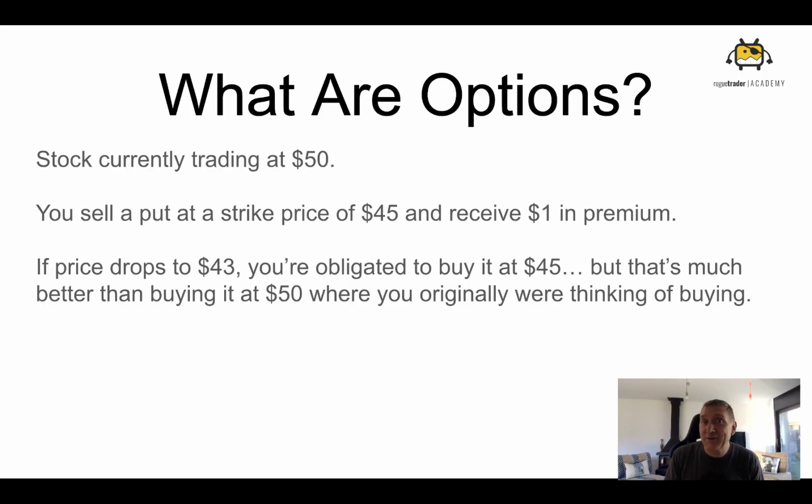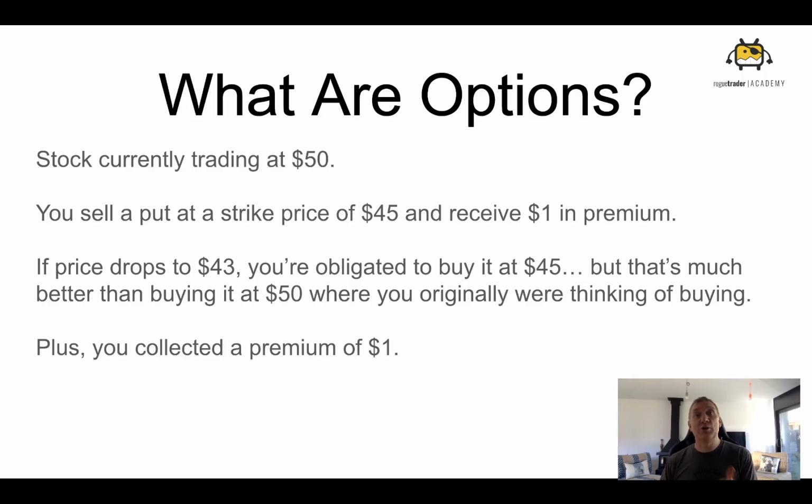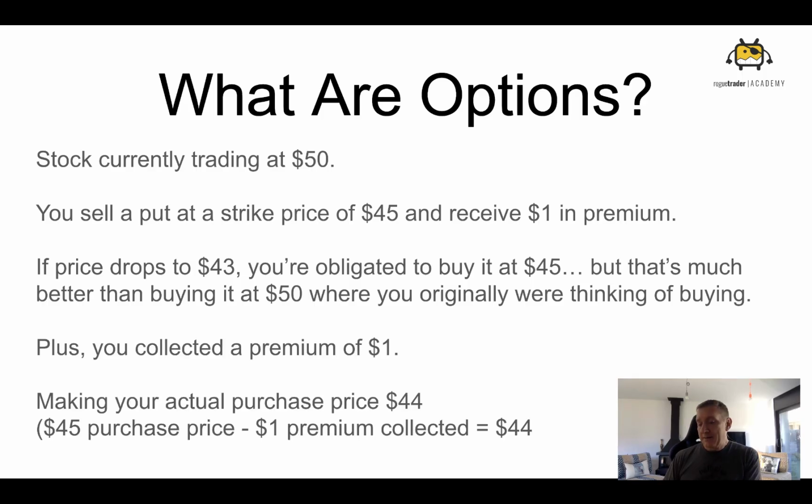But that's a heck of a lot better than buying it at the $50 you were originally thinking about, because you didn't know if it's going to go up or down. Nobody knows what's going to happen. The markets are very random, right? Plus, don't forget, you collected a premium of $1 there. This makes your actual purchase price $44, right? You got the $45 purchase price, the strike price you sold the $45 put at, minus the $1 of premium you collected equals $44. That's pretty good.